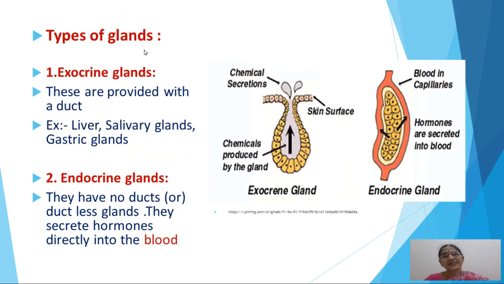Coming to the types of glands. What is meant by a gland? A gland is an organ which secretes some secretion. There are two types of glands, exocrine glands and endocrine glands. What is the main difference between the two? The exocrine glands are provided with a duct. Liver, salivary glands, gastric glands, what do they do? They secrete some secretions and those secretions are sent to a distant part through a duct. Coming to the endocrine glands, they have no ducts. They are also called ductless glands. They secrete hormones directly into the blood. Here you can see the pictures of exocrine gland and also the endocrine gland.